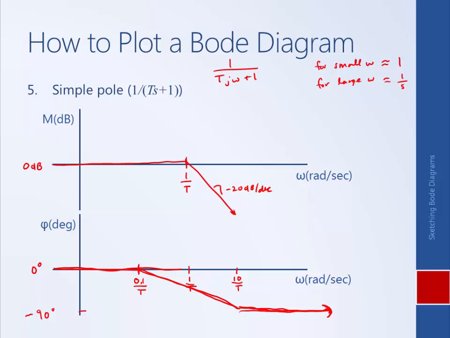So a simple pole and a simple zero are very similar. They're just sort of reflected over the horizontal axis in a similar manner to a differentiator and an integrator. So with a simple zero, we start out flat and then we go up at 20 dBs per decade. With a simple pole, we start out flat and we go down at 20 dBs per decade. Same thing with phase. With the differentiator, we start at 0 and we go up to plus 90. And with a simple pole, we start at 0 and we go down to minus 90.